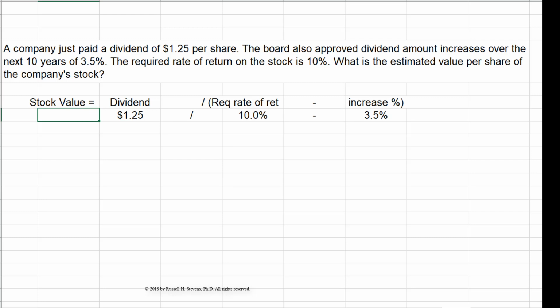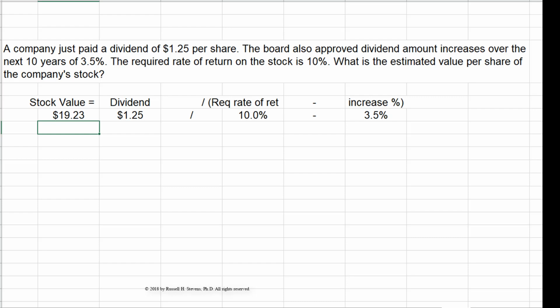Since the numbers being used in the formula are straight out of the word problem, they have been pre-entered into the format. All that is left to do is to enter the formula. Highlight the workbook cell under stock value, type in an equals sign, highlight the $1.25, type in a slash denoting division, and an open parenthesis. Highlight the 10%, type in a minus, highlight the 3.5%, followed by a close parenthesis, and press enter. Using this method to determine a value of a stock, this company's stock is worth $19.23 per share.